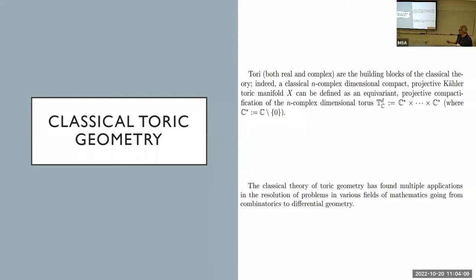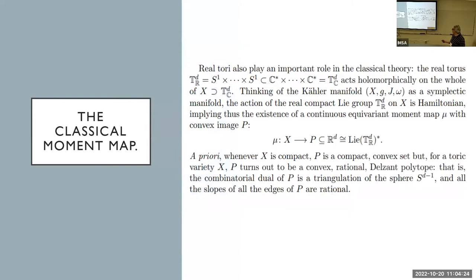And, well, the classical theory of toric manifolds has found multiple applications in toric differential geometry, etc. In the classical theory, both real and complex tori play an important role. The real torus inside the complex torus acts holomorphically on the whole of X, that is the compactification of the complex torus. And thinking of X as a Kähler manifold, as a symplectic manifold, the action is Hamiltonian.